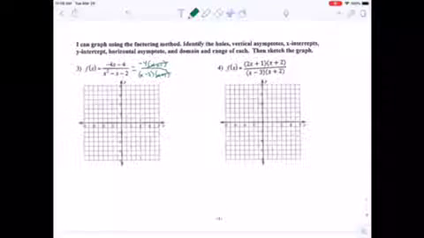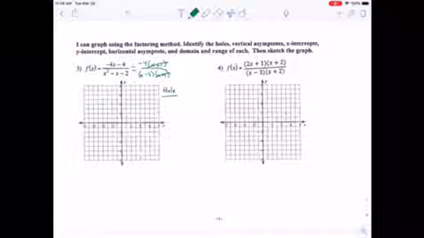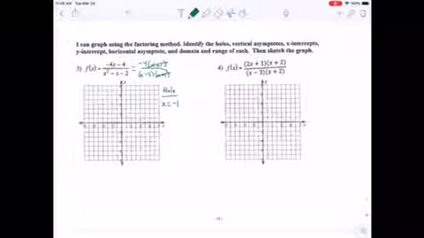So now, we have to do some finding out of holes, vertical asymptotes, and horizontal asymptotes, and then we'll do the x and y intercept as we graph, and then domain and range. So right now we have a hole. Because the factor of x plus 1 on the bottom canceled out, we have a hole at x equals -1. If you remember, you set x equal, then you change the sign of the number with the x in the factor. So we have a hole at x equals -1.